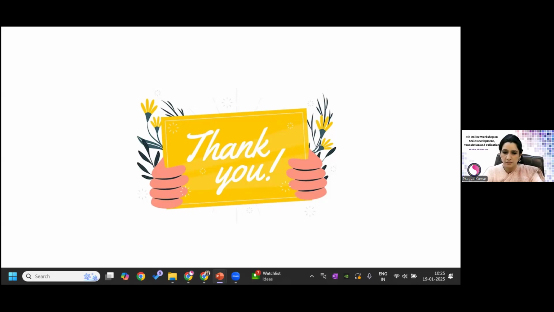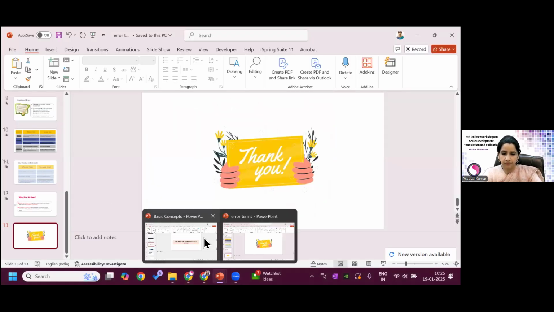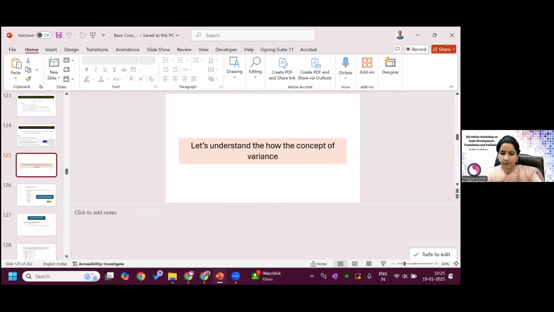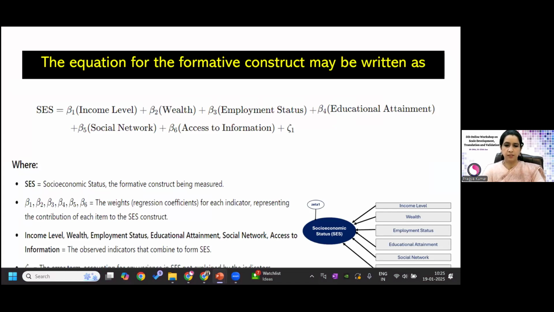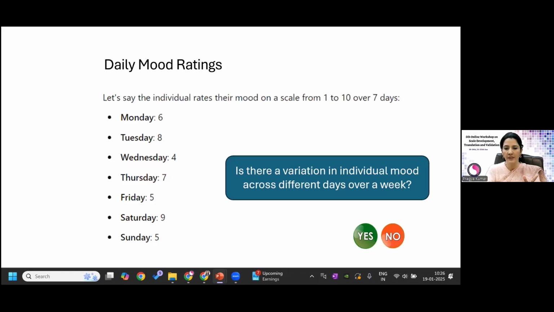So I think we may start where we left yesterday. We have stopped at this level, variance. So we will start with the concept of variance. Now, variance as a term, many of you have heard and many of you have not heard. Never mind. We will try to explain it in very simple language so that you can understand.